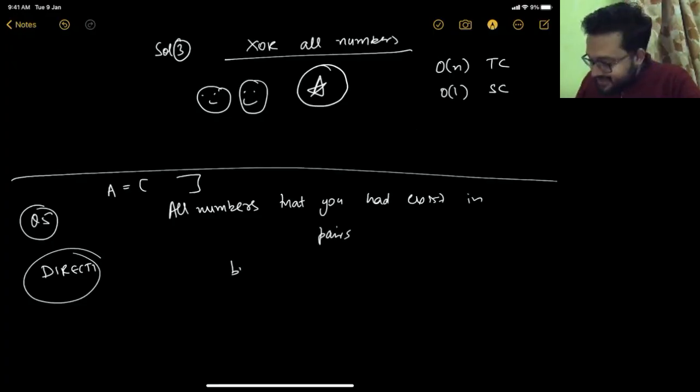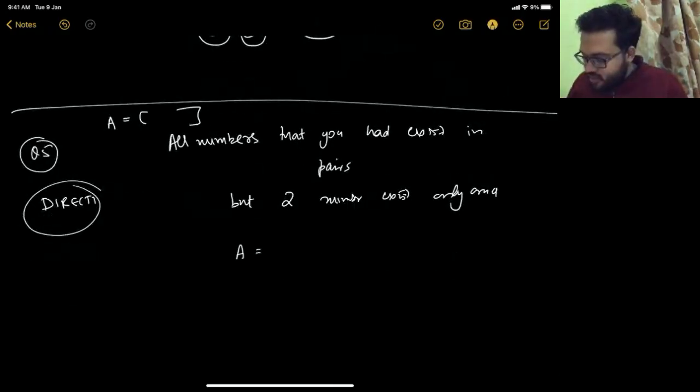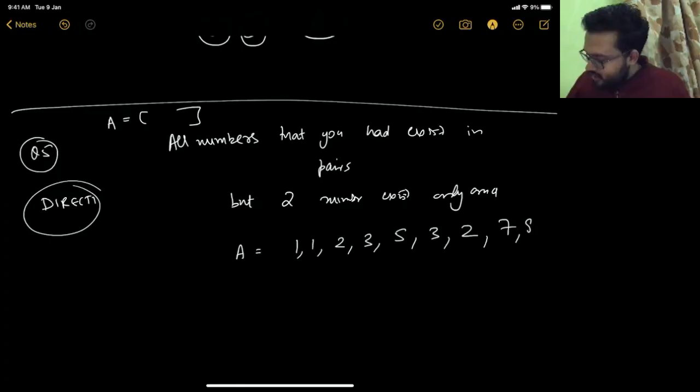So let me give you an example. Let's say A was 9, 1, 1, 2, 3, 5, 3, 2, 7, 8, 8, 9, where 9 is the first number and 9 is the last number. All these numbers exist in pairs barring 5 and 7. Does everybody appreciate this? Only 5 and 7 are the numbers that don't have pairs. Every other number has a pair. So this question will want you to return 5 and 7. Is the question clear to everybody?